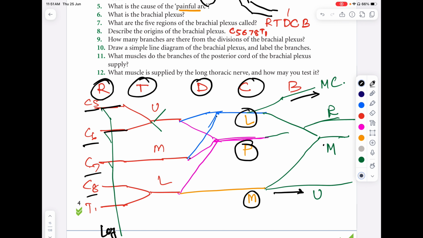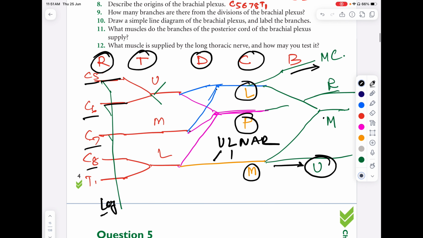So the posterior cord gives 5 branches. The names, just for remembering, are upper and lower subscapular, then thoracodorsal nerve, axillary nerve, and radial nerve. Then the medial cord: medial root of median nerve, medial cutaneous nerve of arm, medial cutaneous nerve of forearm, and the ulnar nerve.